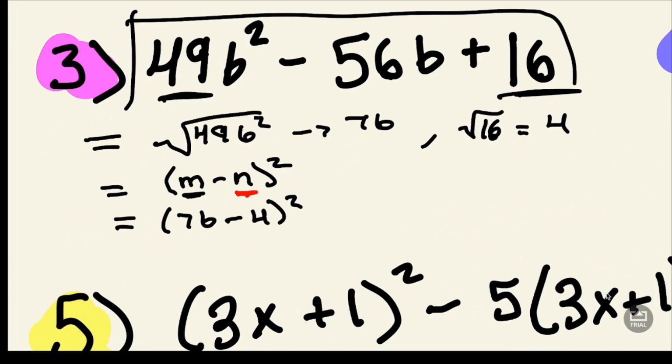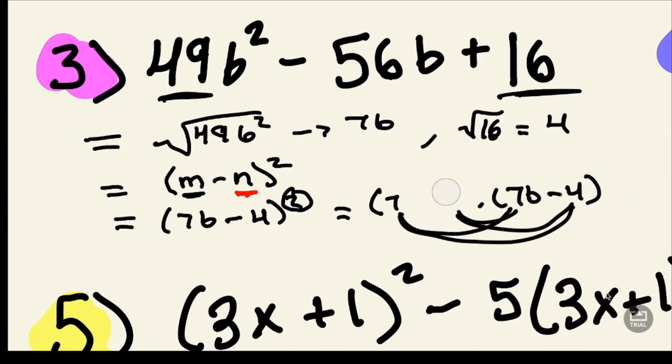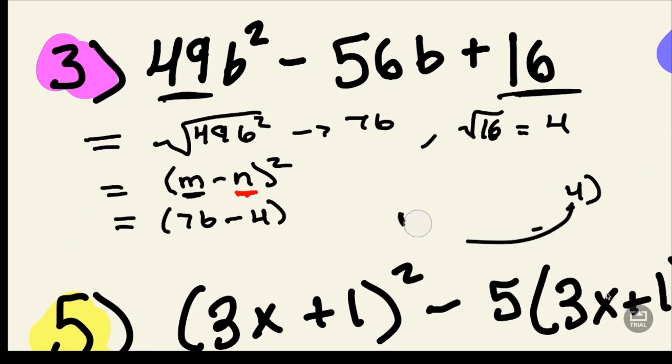And that's it. This one is very simple. Obviously, you have to determine whether it's a perfect square trinomial by looking at the first and the last term. And that's pretty much it. That's the other method. And moving on.